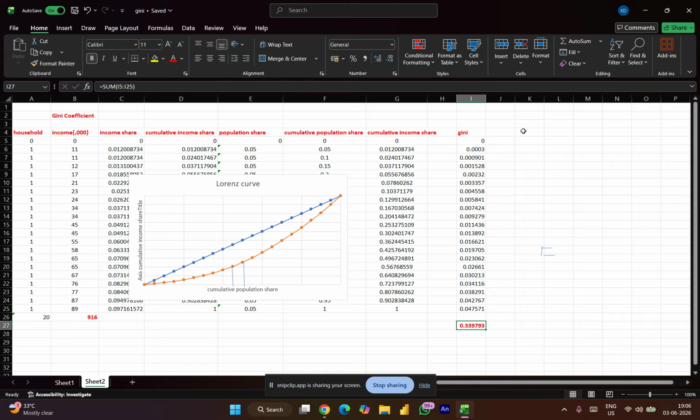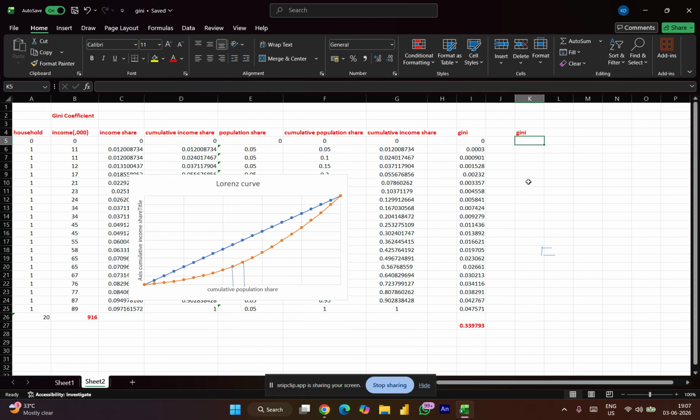We can do it in another way also. Instead of taking the individual element, we can take the cumulative population share. We take the cumulative population share up to this extent minus the previous value, just to get the length of this portion. That is another way of doing this.